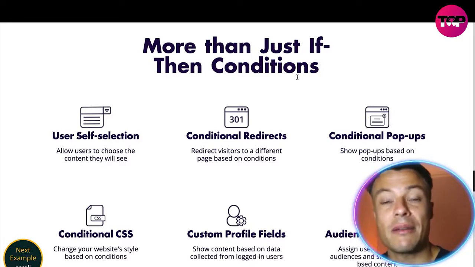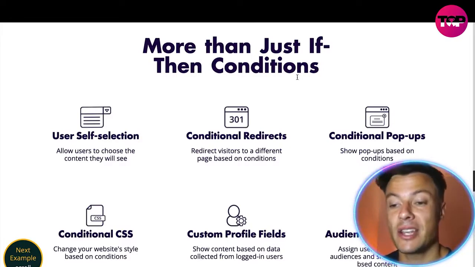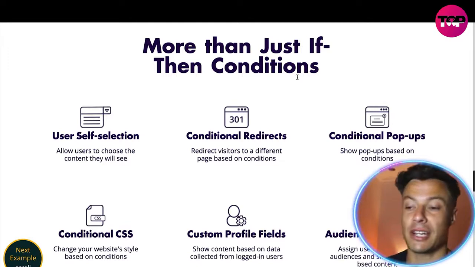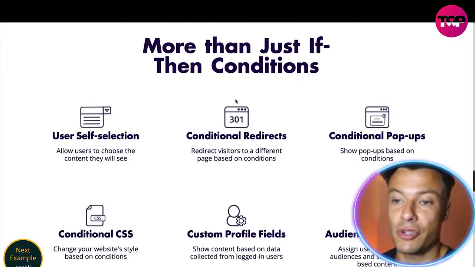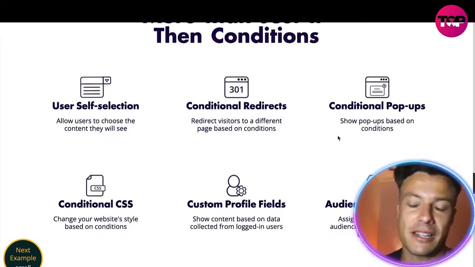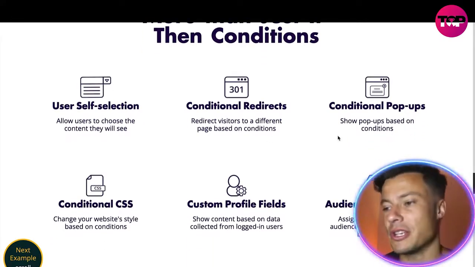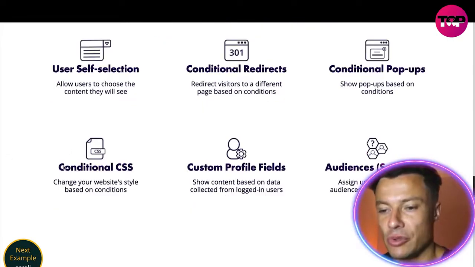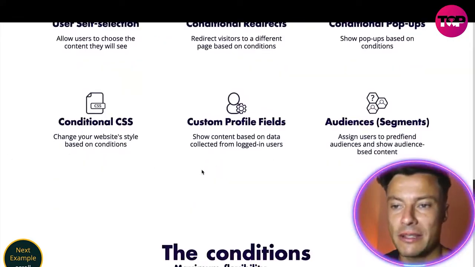You can also get them to select different things, so it allows them to see different types of content by choosing different options. There's conditional redirects, so you can redirect customers to different pages based on the conditions they're getting through. And you can see there's conditional pop-ups, conditional CSS, so you can change your website style based on where it's coming from.